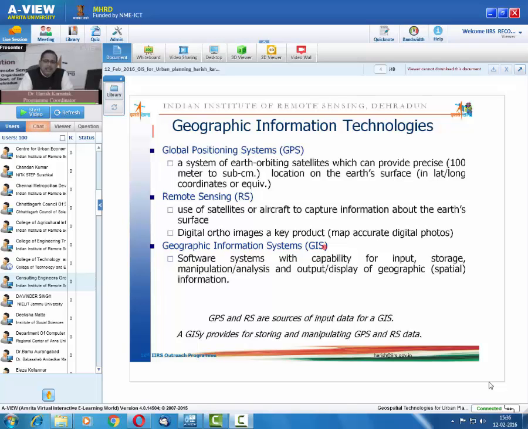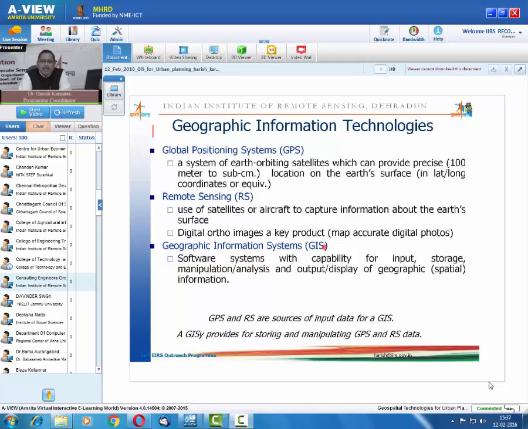It basically has three major components. One is GPS or GNSS. GPS is one typical example of GNSS. In general, GNSS is the Global Navigation Satellite System. So various options are available. GPS is one example of this, which is maintained and developed by the United States of America.